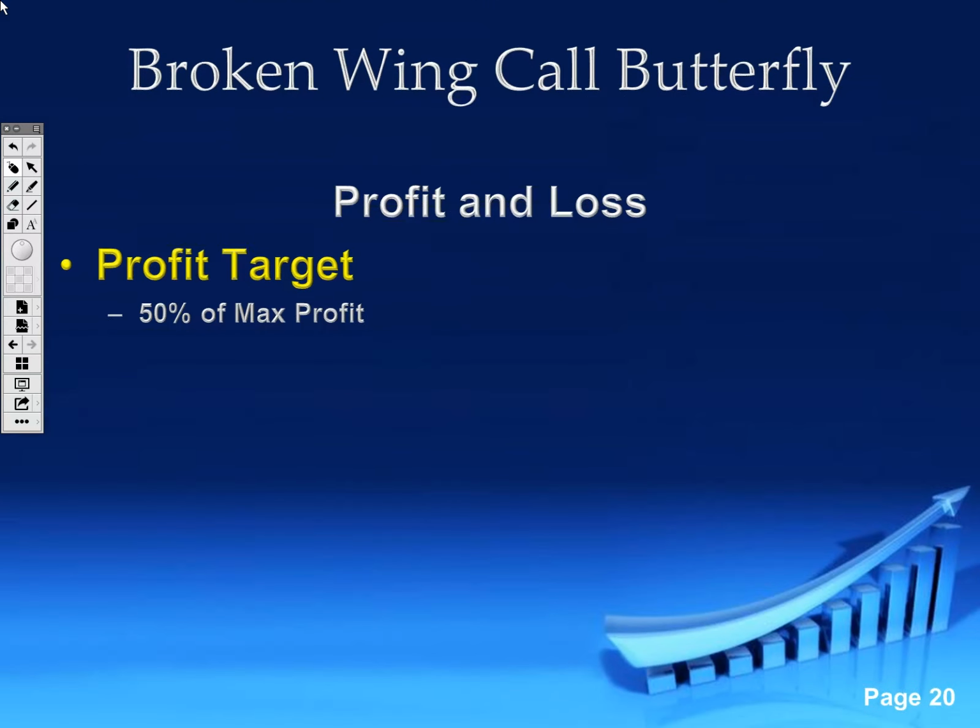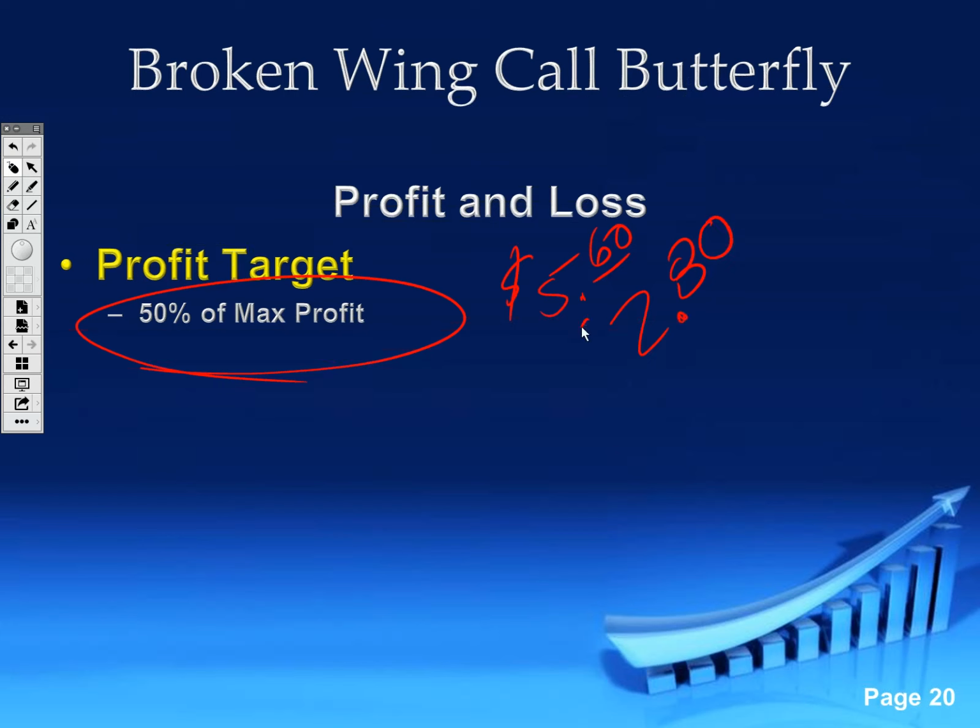All right, when we're doing this though, we're going to be looking to do this for 50% of max profit. All right, so we know our max profit, and that previous one was $5 and I think 60 cents, right? Because we got that credit, $5.60. We're going to be looking to get out of this at $2.80. All right, that's where I want to get out.